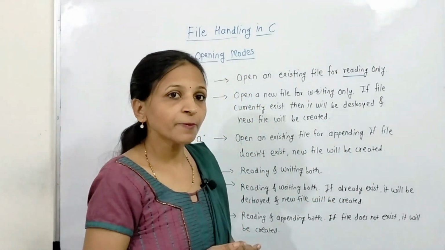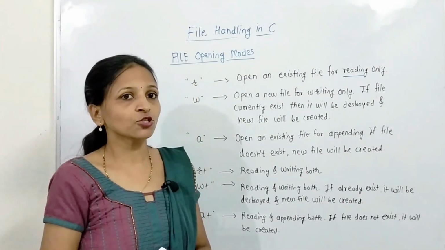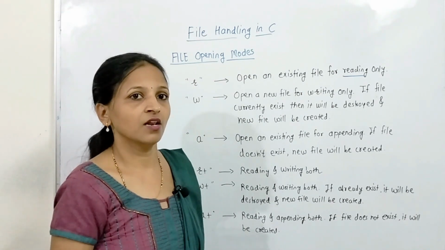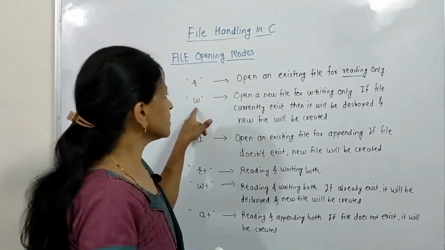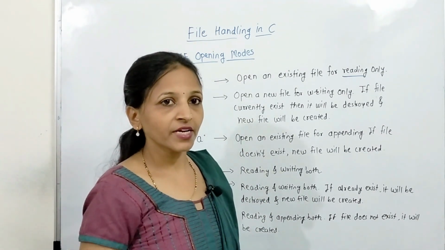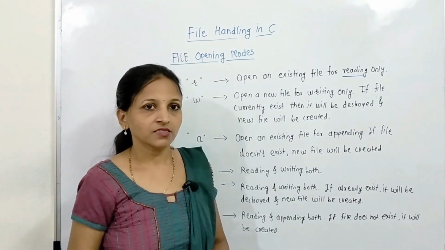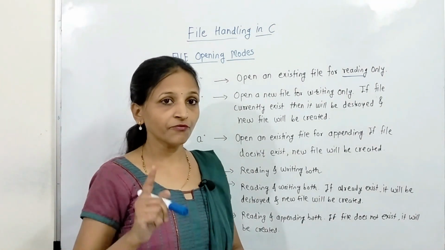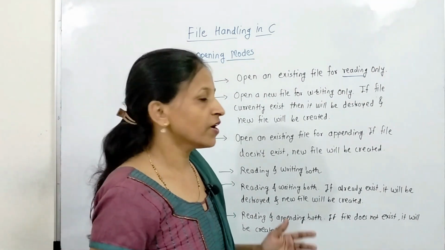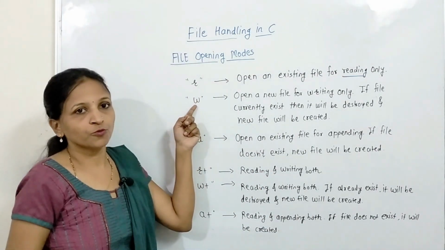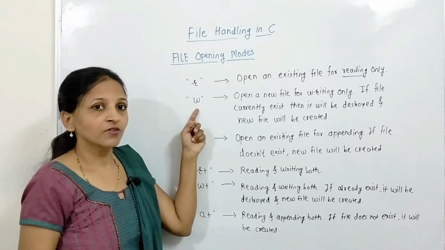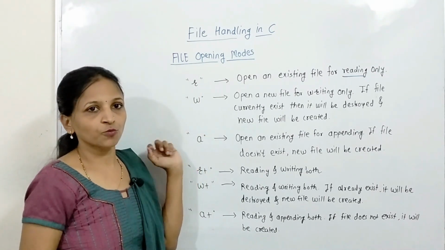And it should be present there. If that file is not present on the disk, the fopen function will return null. Getting? The next one is W mode. W means for writing. If you want to create any new file, then you have to use this W mode. For creation of a new file, we have to use this W mode.